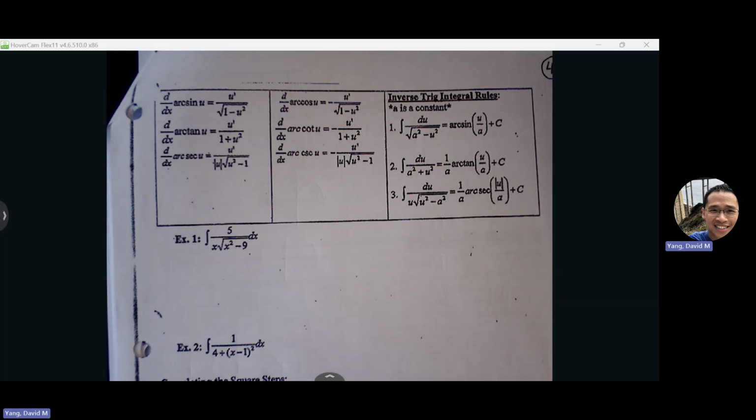This is one of the last sets of integral rules that we have to do. I say one of the last few because there's still a couple that are trig related that involve natural log, and I'll get to that later. This is the more important one here.